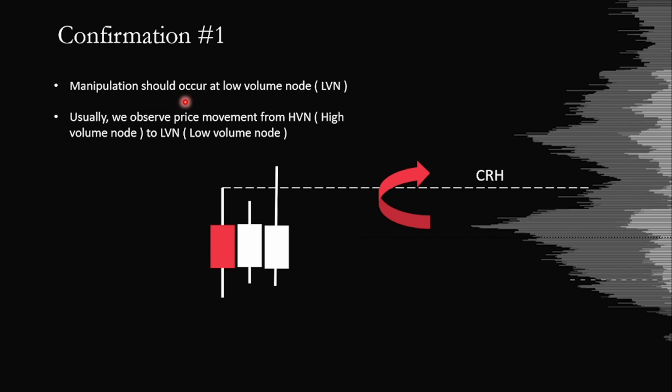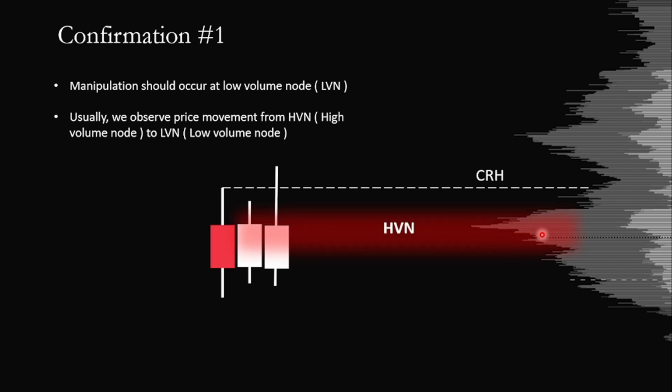Manipulation should occur at the low volume node. This move right here, our manipulation candle, which took out these highs. This manipulation move should be represented in the lower volume nodes, where less volume is transacted. And you can see these sides are keeping more volume transactions. And when the manipulation move happens, the price moves from the higher volume node to the lower volume node.